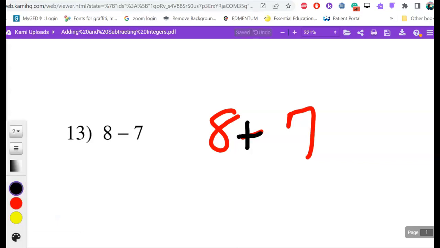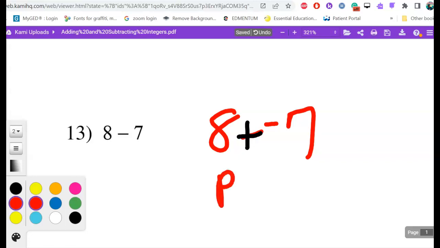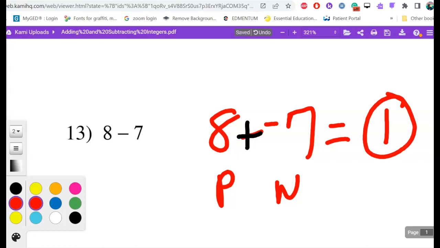Step 2, change the sign of the second number. That's a positive 7. I change it to a negative 7. And remember, step 3, I follow the addition rules. I have a positive plus a negative. What do we do when we have a positive plus a negative? We subtract. 8 minus 7, 1. Keep the sign of the higher digit. What's higher, the 8 or the 7? The 8. And that 8 happens to be positive. So my answer remains positive.